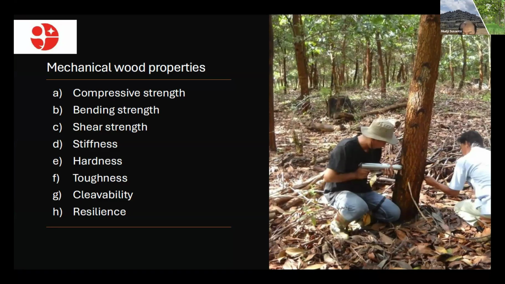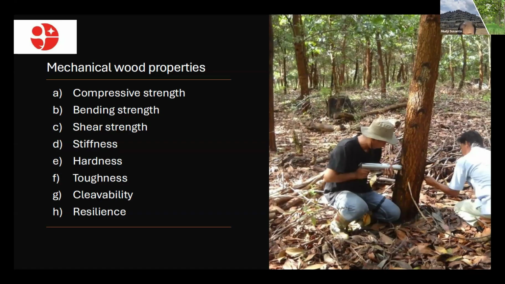Compressive strength, resistance to being crushed or compressed. Bending strength, resistance to bending or breaking under a load. Shear strength, resistance to forces that cause adjacent parts of the material to slide against each other. Stiffness, ability to resist deformation under stress, often measured by the modulus, maybe MOE. Hardness, resistance to indentation or surface abrasion. Then toughness, ability to absorb energy before fracturing. Cleavability, tendency to split along the grain. Resilience, ability to return to its original shape after deformation.